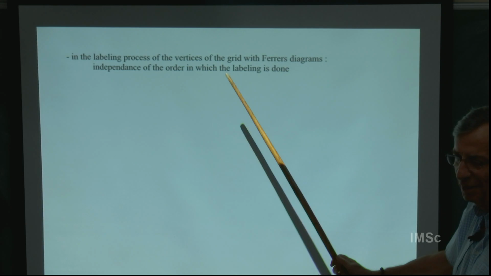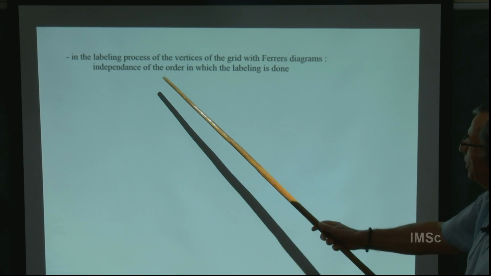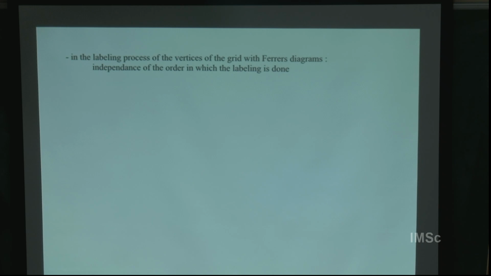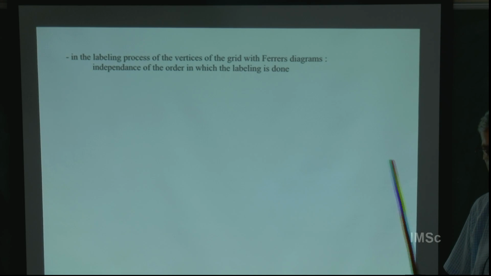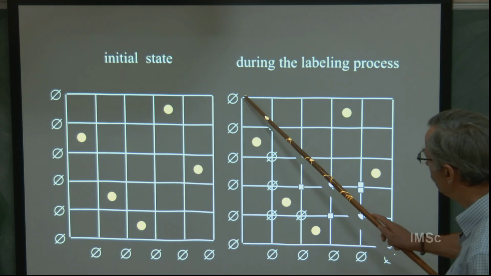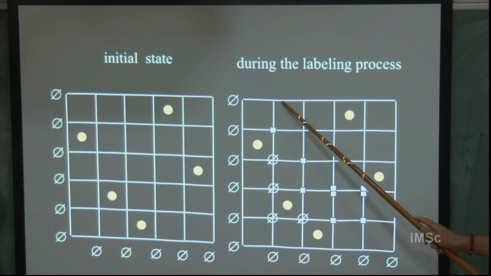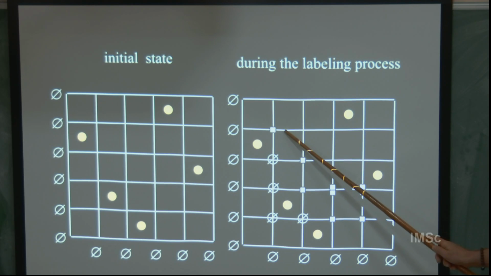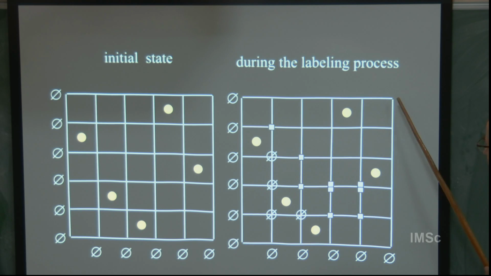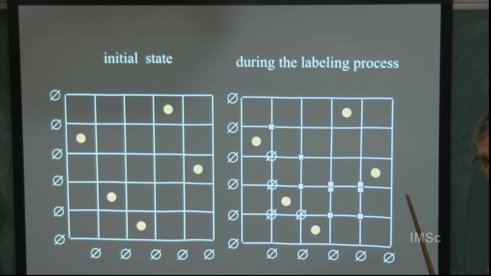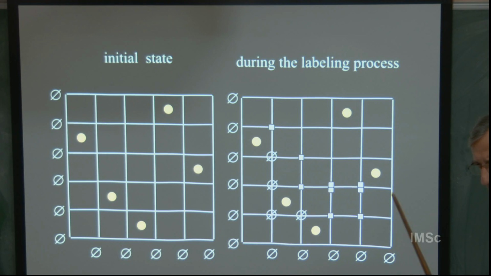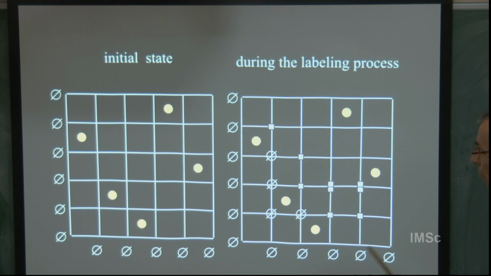So first fact, I will not prove all these facts, but in the labeling process, the vertices of the grid with Ferrer diagrams are independent of the order in which labeling is done. It's a non-deterministic algorithm. Each time you have to choose one of these corners when this Ferrer is not yet defined, but three of the Ferrer are already defined. You choose one of these corners, and you go on until everything is full. And I claim that this does not depend on which order you do the rewriting.